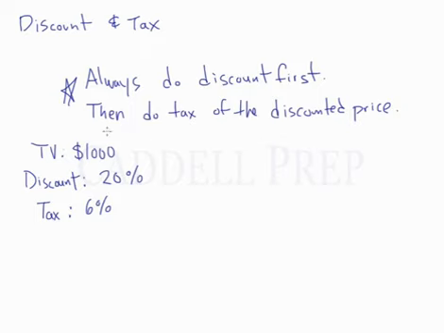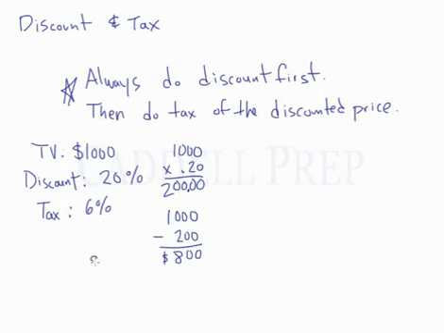So first we have to find the discounted price. So we have 1,000 times 20% is 200. So that's our discount. So to find the sale price, we subtract, and we get $800. So this is the sale price. And this is what we have to do the 6% tax on. So it's the sale price or the discounted price. Same thing.